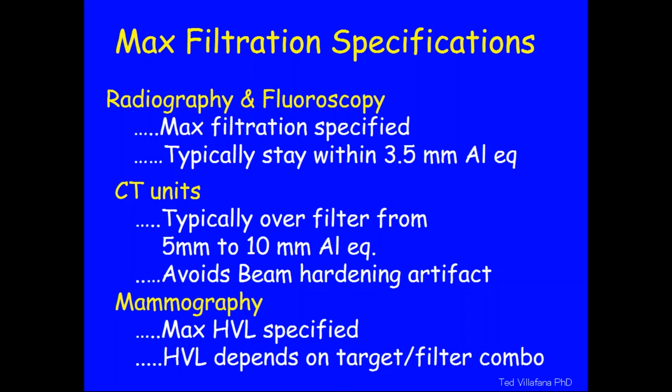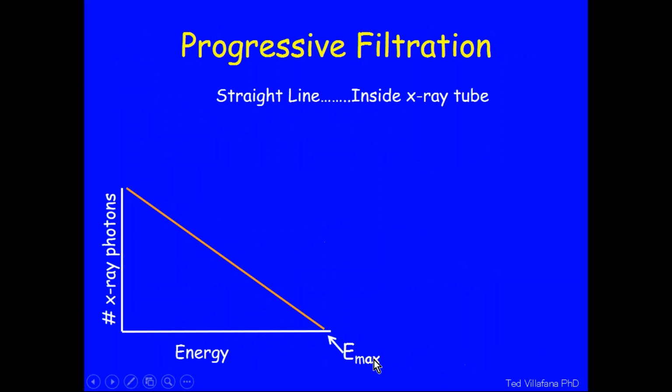See, in CT scanning, they always assume a fixed energy. But to get a fixed energy, you have to have more filtration to avoid that beam hardening artifact. We're going to have to discuss that further when we get to CT. But as a quick statement, the way you minimize beam hardening is by adding more filter. Okay, and then mammography, as we just said, you specify not so much the 2.5 millimeters, you specify a given half value layer. And that half value layer is going to depend on the target filter combination and the voltage that you put on the machine.